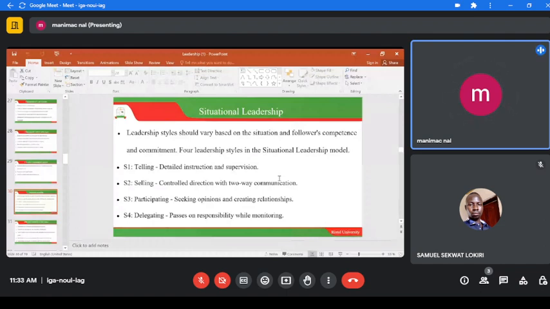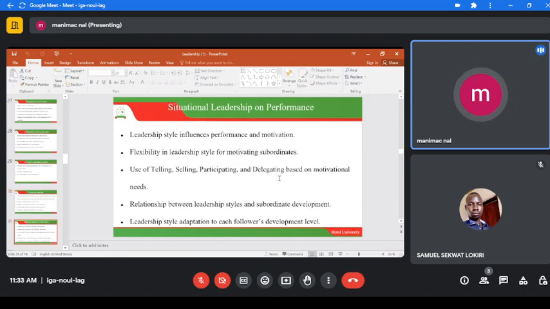Situation three is participating. Do you have participants who are seeking opinions and also creating friendship? So as a leader, you must participate, seek people's opinions, and also create relationships among those individuals. Situation number four is delegating. As a very good leader, in this situational leadership, you need to delegate, passing on the responsibilities to other individuals, even if you're not around. Identify people who are responsible, and you pass on the responsibilities to them while you are monitoring them.